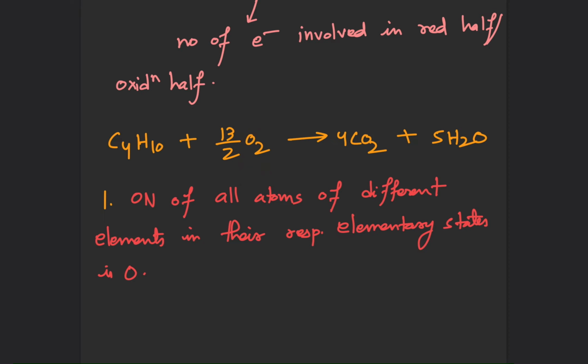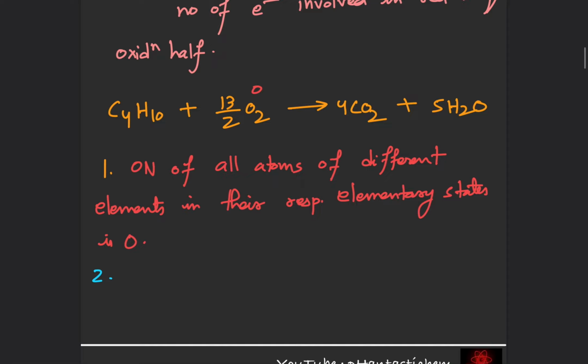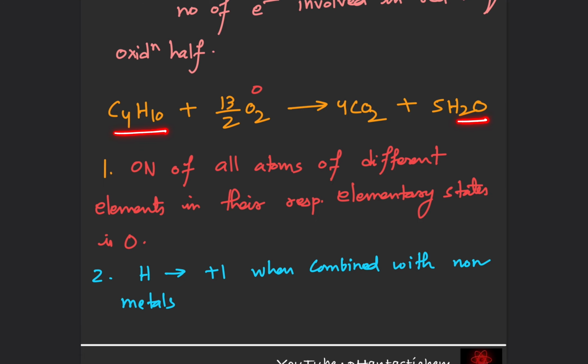Okay, and the second rule is the oxidation number of hydrogen is +1 when combined with nonmetals. Very important. For hydrogen it is +1 when combined with nonmetals. Therefore in C4H10 and H2O, since hydrogen is combining with oxygen and carbon respectively, which are nonmetals, the oxidation number of H is going to be +1.